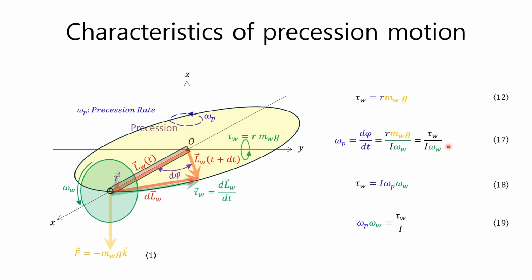Also, as shown in equation 19, the product of the precession angular velocity and the angular velocity of the gyroscope has a value equal to the active torque tau w divided by the mass moment of inertia I.